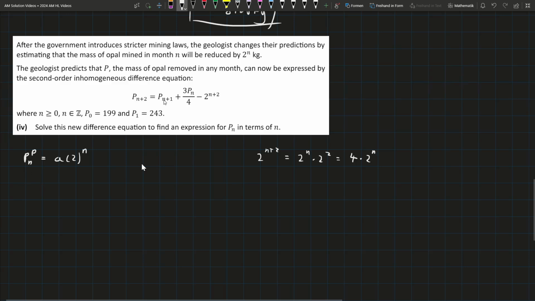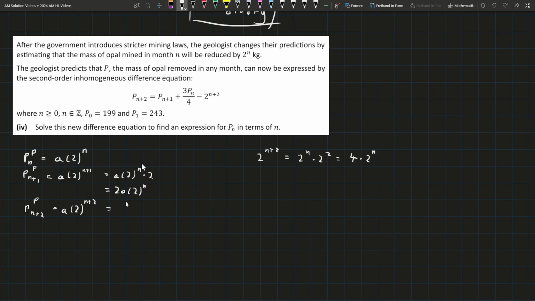We need to figure out for n plus 1 and n plus 2. So for n plus 1, our particular solution will be a times 2 to the power of n plus 1, which is the same as a times 2 to the n times 2, which is equal to 2a times 2 to the power of n. And then for Pn plus 2, our particular solution is a times 2 to the power of n plus 2, which for the same reason we can separate the powers. We'll get a times 2 to the power of n times 2 squared, or in other words, that's 4a times 2 to the power of n.